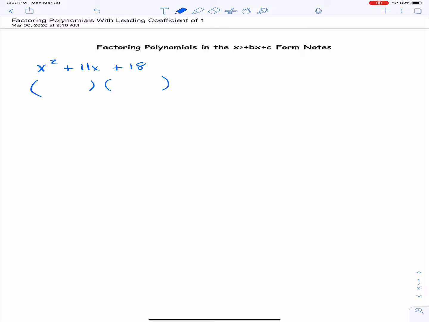Okay? So when I do this, I want to go ahead and write my equation, and then I set up two sets of parentheses. Well, in this case, we have two positive signs here, so that means that both of my binomials will be positive. So I'm just going to bring those signs down. We know how to make x squared. That's x times x. Okay, so that just leaves us with 18.